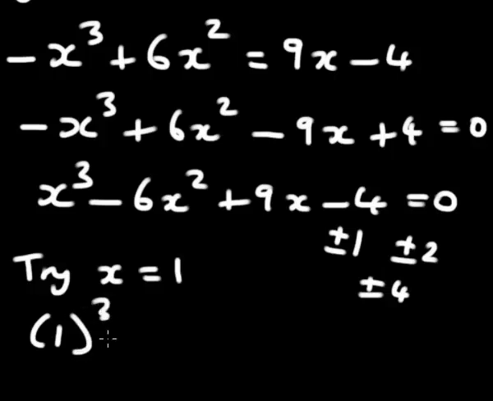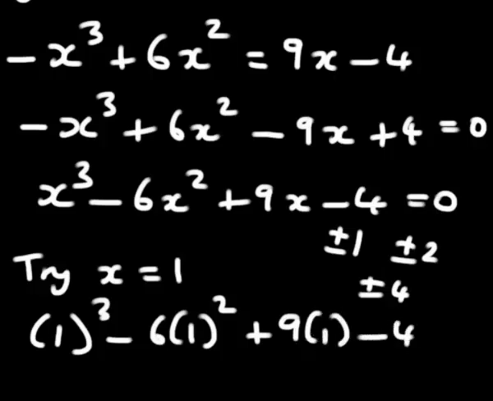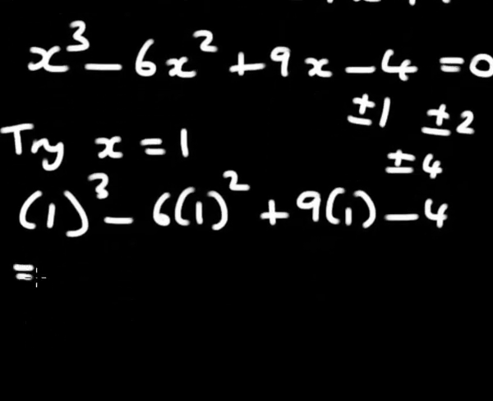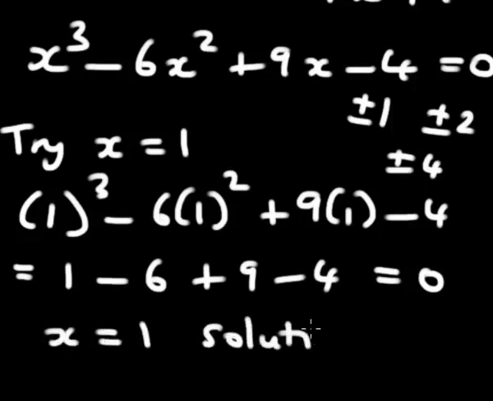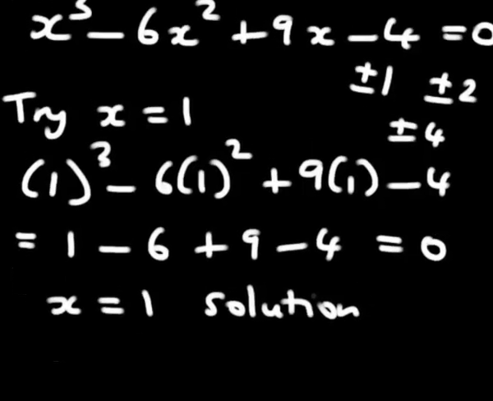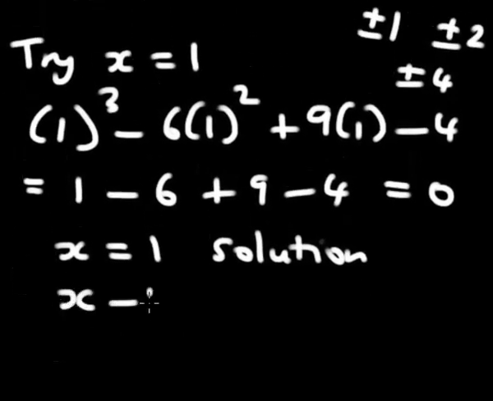So it's 1 cubed minus 6 times 1 squared plus 9 times 1 minus 4. Now let's see if that gives us a 0. Well, that equals 1 minus 6 plus 9 minus 4. And guess what? That is 0. 1 minus 6 is negative 5, plus 9 is 4. 4 minus 4 is 0. So x equals 1 is a solution, which is great. It's an answer, so we need to create a factor. So bring that 1 to the left, and that gives us our factor, x minus 1.